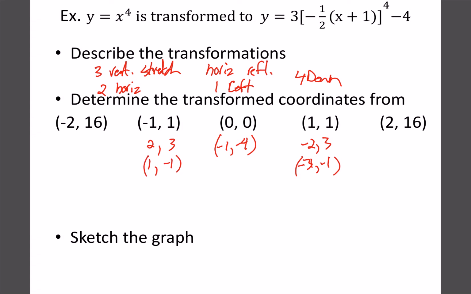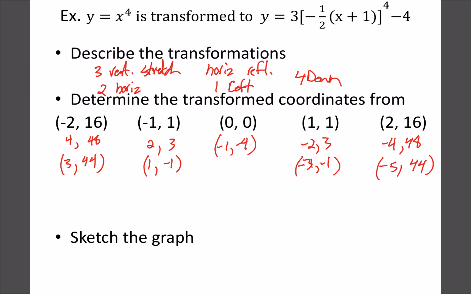And let's do our 16s as well. 3 times vertically would be 48. Negative 2 horizontally would be 4. 1 left would be 3. 4 down would be 44. And our last one should be pretty much the same. We'd have negative 4, 48. So one left would be negative 5 and 44.